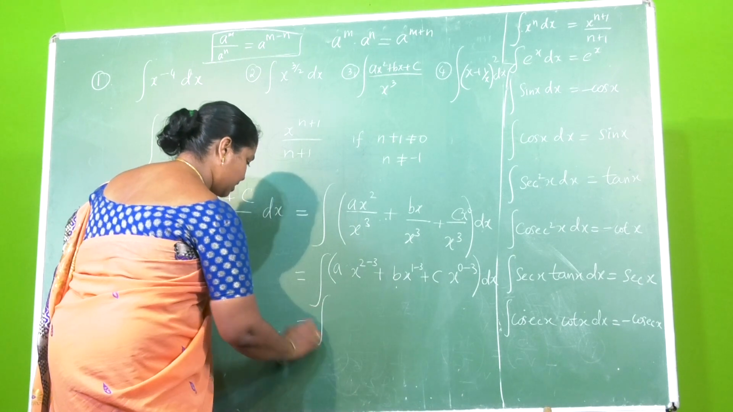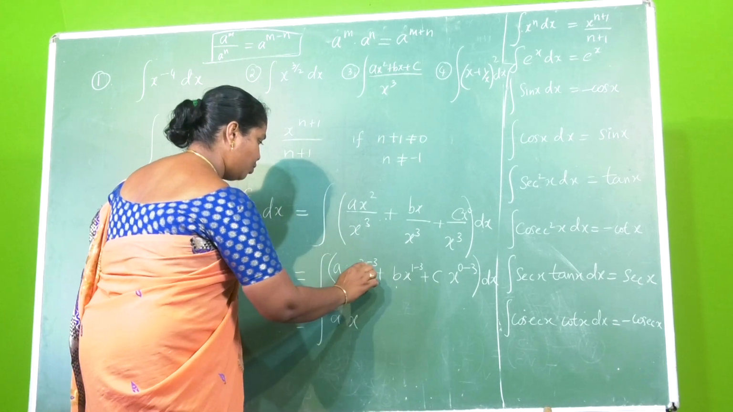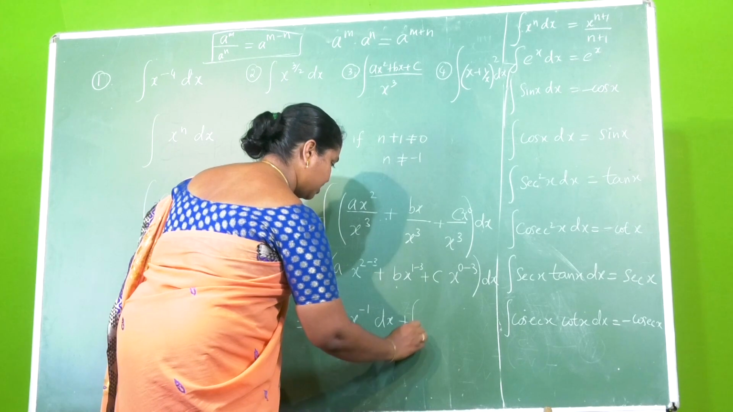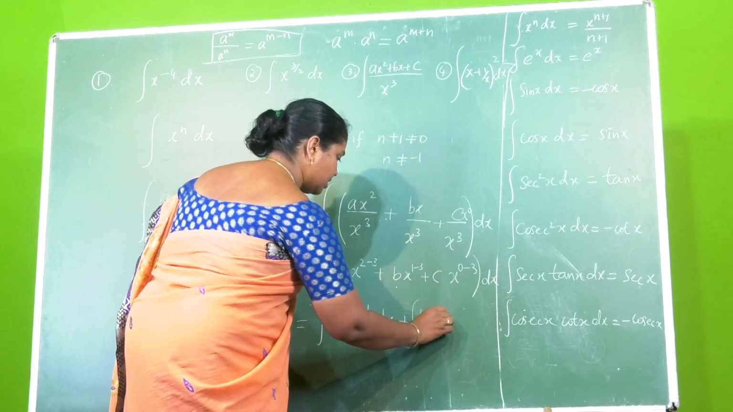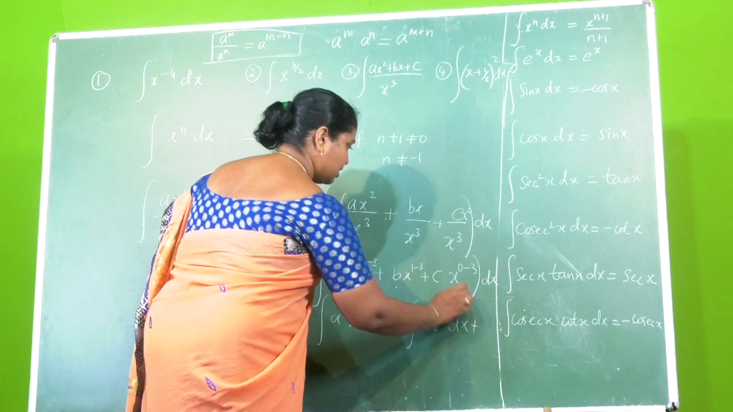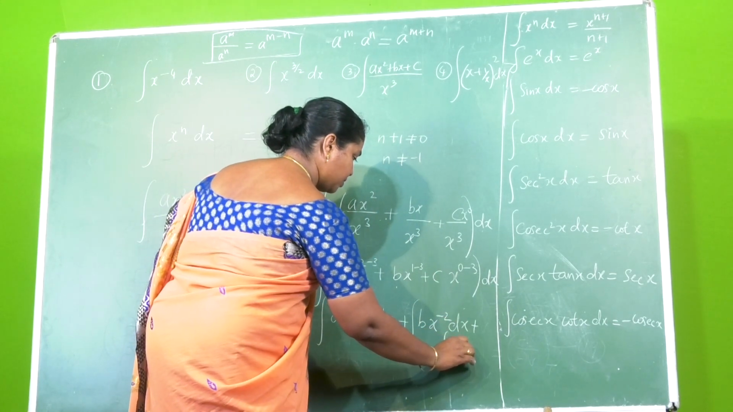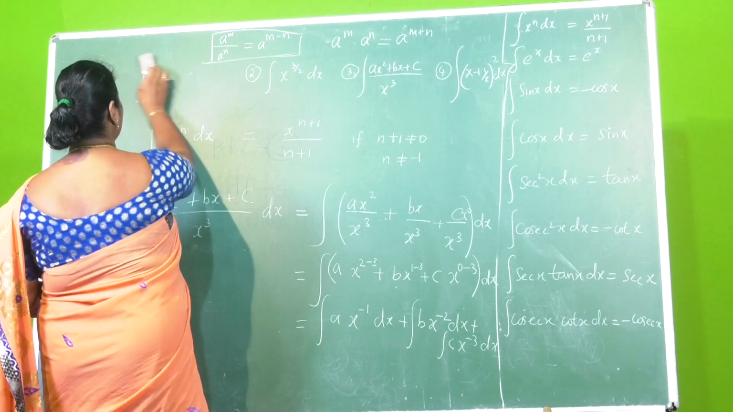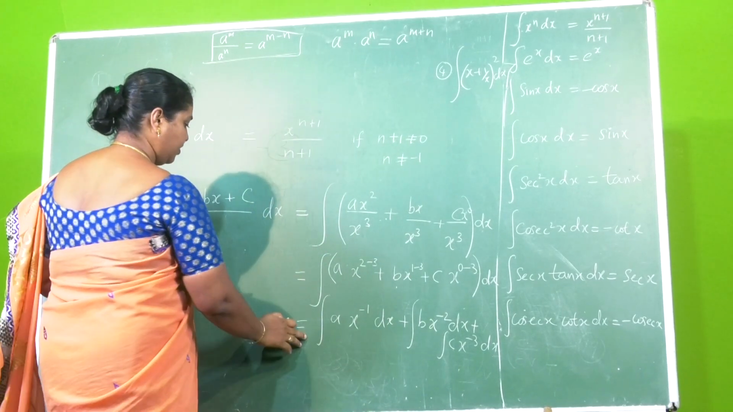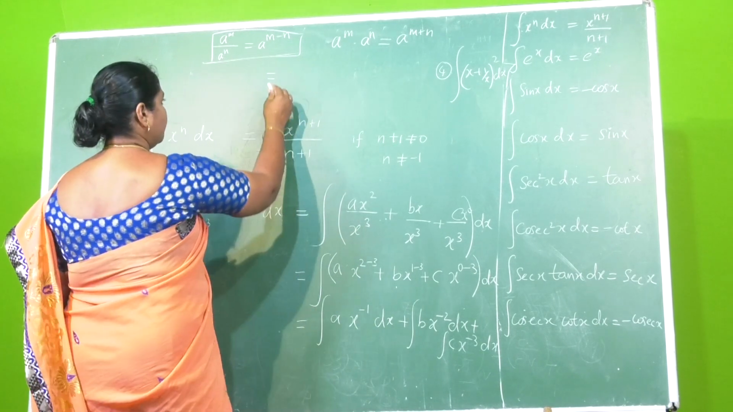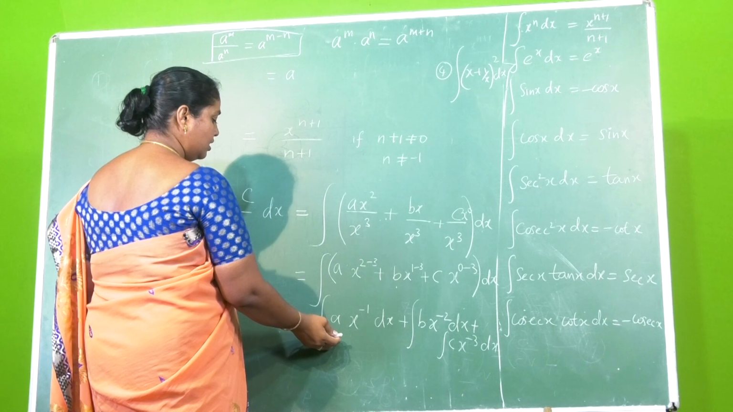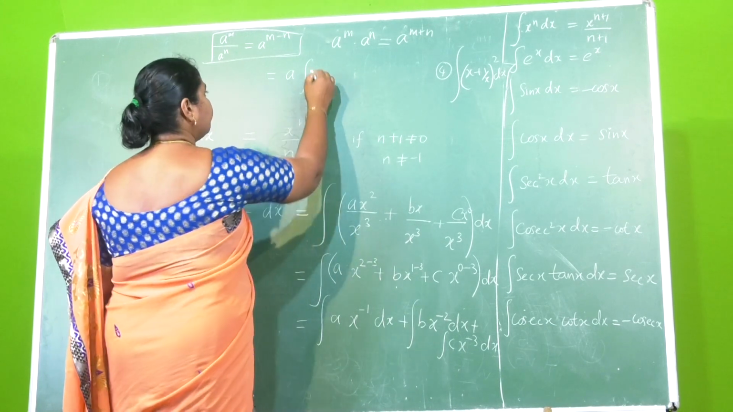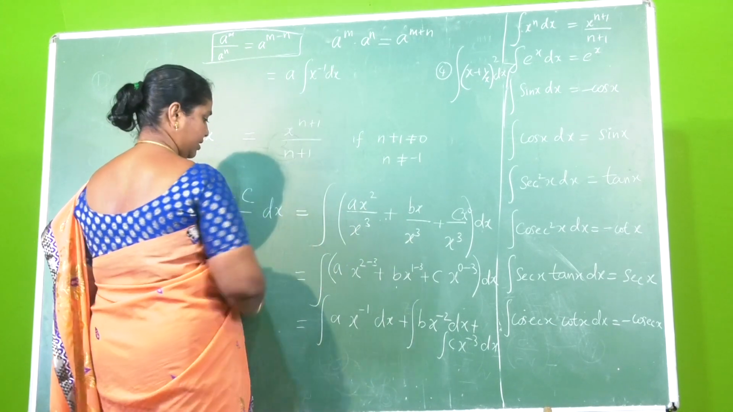So, this integration can be written as integral a x power 2 minus 3 is minus 1 dx plus this is nothing but integration b x power 1 minus 3 is minus 2 dx plus the third term will be integration c x power minus 3 dx. 0 minus 3 is minus 3. Okay. So, now the first integration gives, so here you can take the constant, here a is constant. So, a constant does not change with the integration, you can take it outside. So, the remaining term will be x power minus 1 dx.